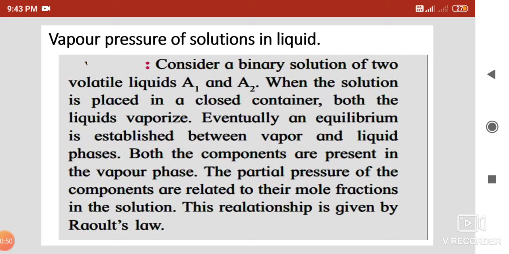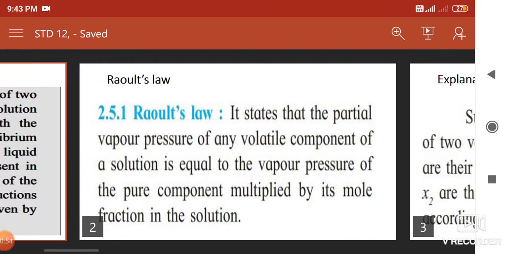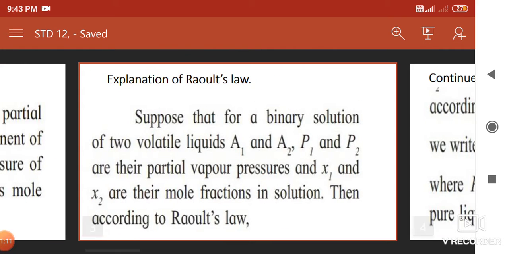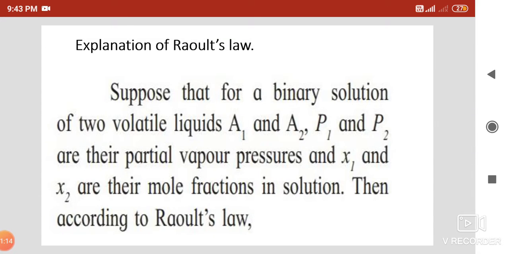by Raoult's law. Let us see the statement of Raoult's law. The partial vapor pressure of any volatile component of solution is equal to the vapor pressure of pure component multiplied by its mole fraction in the solution. Let us see this Raoult's law with explanation.